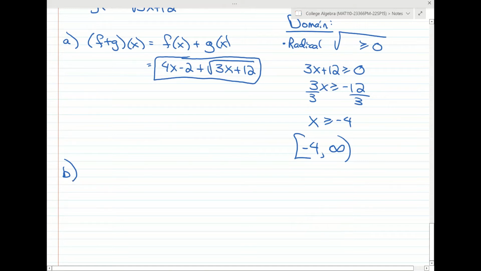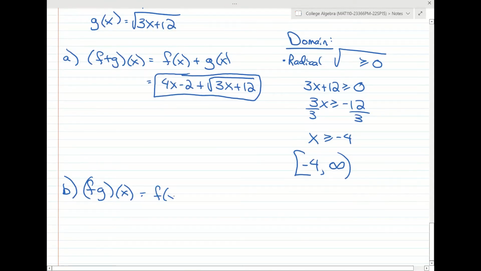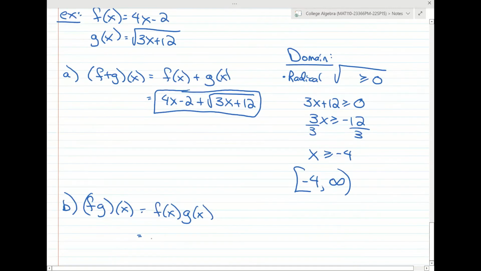The way that we say this is we say negative 4 with a bracket. Subtraction is the same thing, so we don't have to go through that. If we're going to multiply, we're going to take f of x times g of x. 4x minus 2 times square root of 3x plus 12.